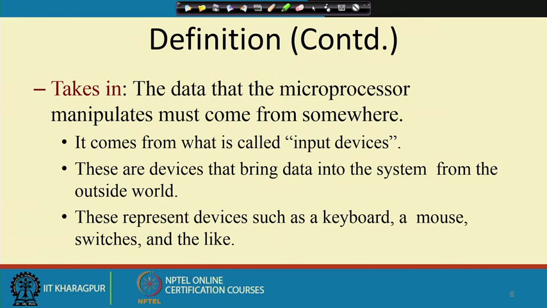Many times, between the input device and the processor we have some sort of data converters, and some processors are equipped with those data converters, like analog to digital conversion for the input part and digital to analog conversion for the output part. So that the processor handles digital data only, but it can talk to the outside analog world through these ADC and DAC converters. These devices bring data into the system from the outside world, and there can be devices like keyboard, mouse, switch. All these can be treated as input devices.